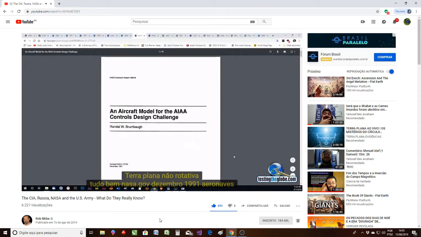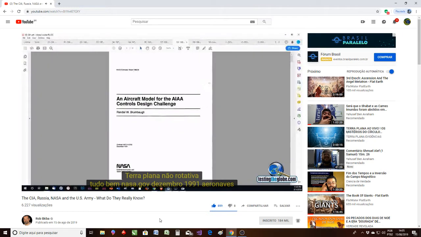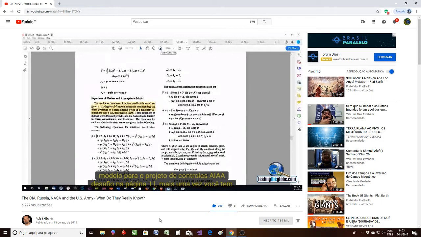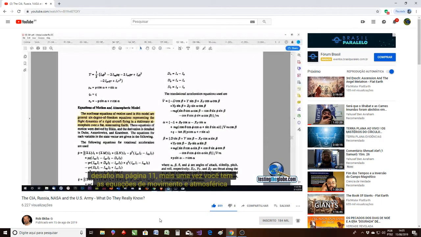NASA.gov, December 1991. Aircraft model for the AIAA Controls Design Challenge. On page 11. Once again, you have the equations of motion and atmospheric model. The nonlinear equations of motion used in this model are general 6 degree of freedom equations representing the flight dynamics of a rigid aircraft flying in a stationary atmosphere over a flat, non-rotating Earth. You guys start to see a pattern here?